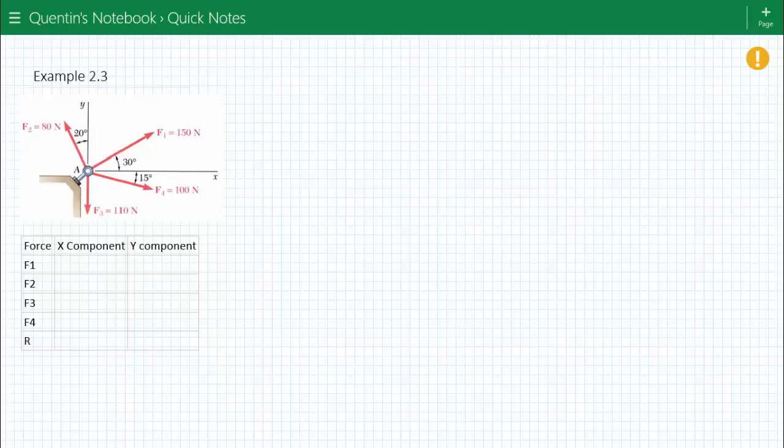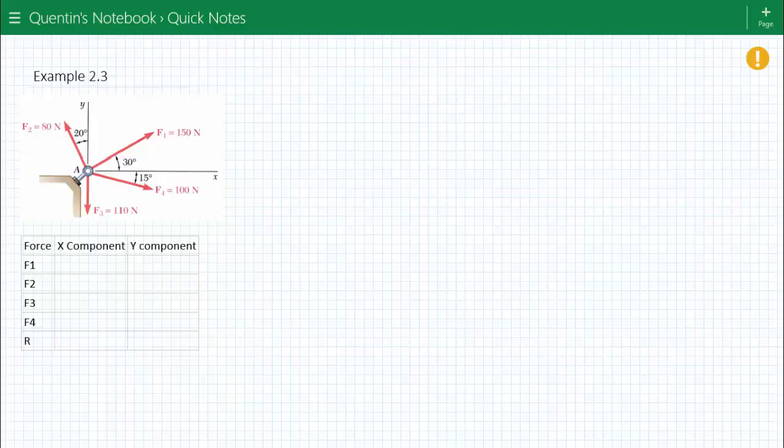Okay, let's look at example 2.3. 2.3 is an example of a bolt or an eyelet of some sort with multiple forces on it. And what we're going to do is break these forces into their x and y components of the force, and then we're going to add them up because we want to say what is the equivalent if we were to replace all four of these forces with a single force. What is the equivalent? Okay, so let's look at this.